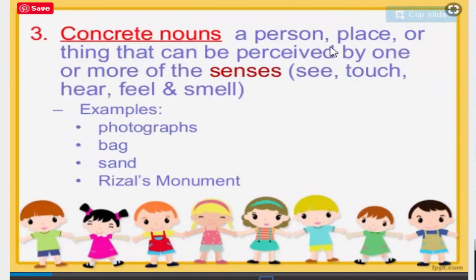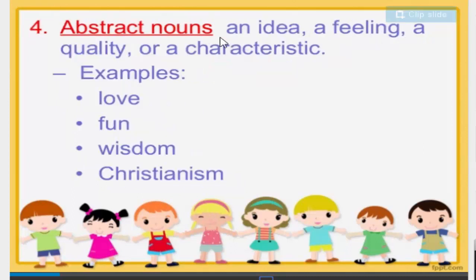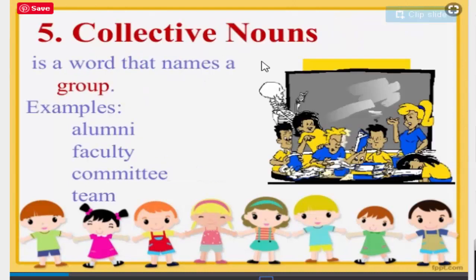Concrete nouns are nouns that can be perceived by one or more of the senses. They can be seen, touched, heard, felt, or smelled, like bag, sand, photograph, or anything like this. Otherwise it will be abstract, because abstract nouns are like ideas, feelings, qualities, characteristics. Collective nouns, and this is the topic of today's lesson, are words that name a group, like faculty, community, team, school. So these words refer to a group of people or a group of animals or a group of things or a group of items.